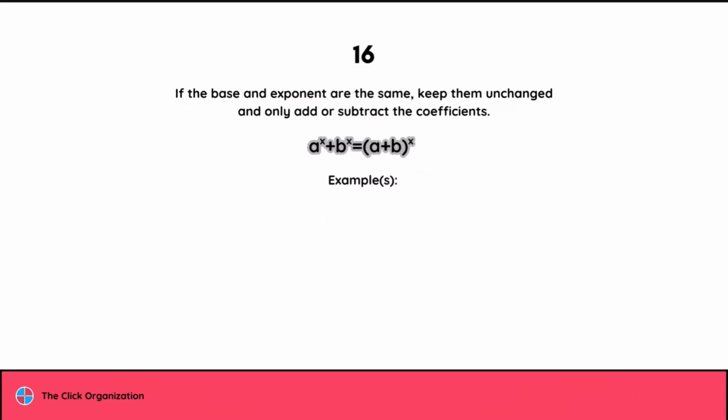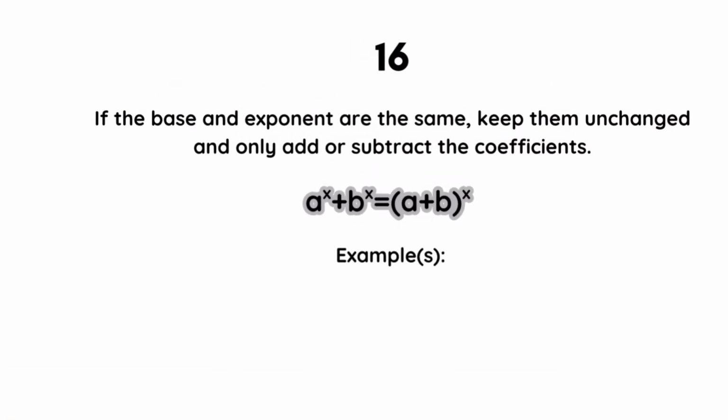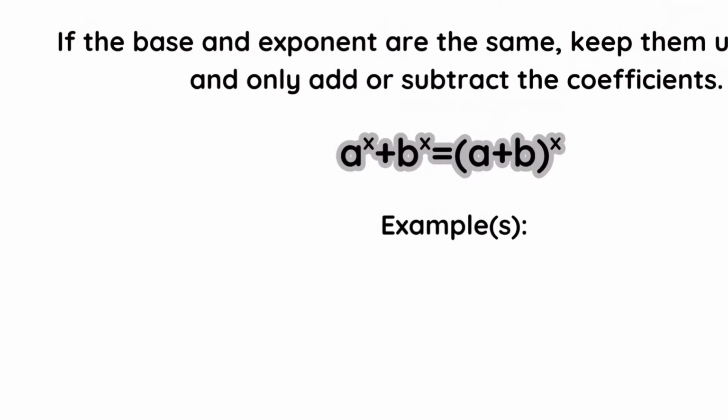Going for the last rule of exponents. We've passed a huge milestone, everyone. 16 rules for this topic. And here we are. If the base and exponent are the same, keep them unchanged and only add or subtract the coefficients. So I have one base, one exponent, and one coefficient on each side of the equation.